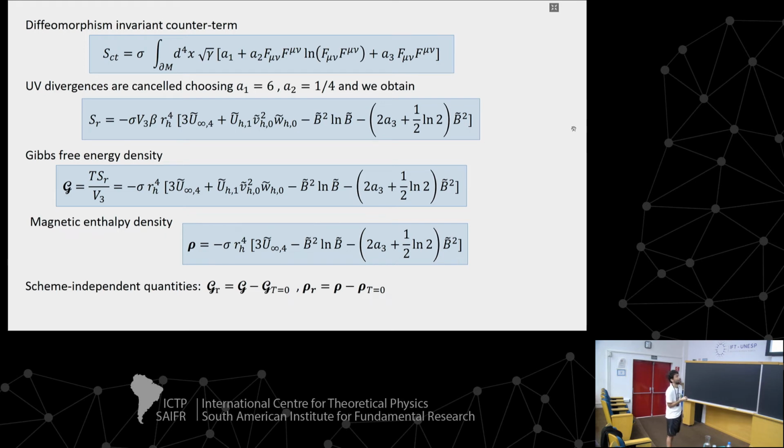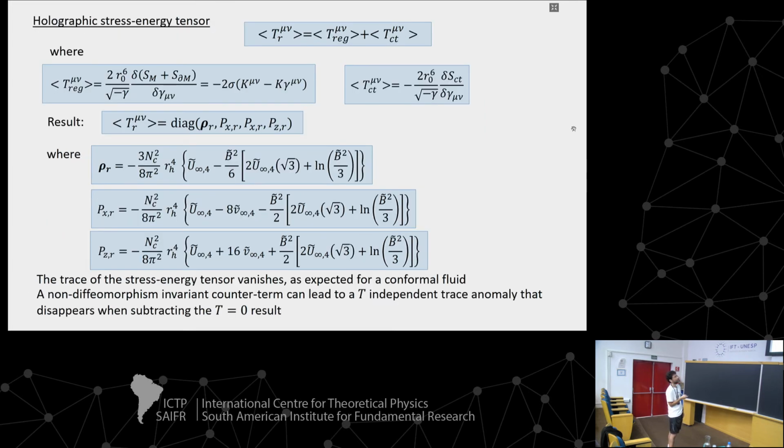In order to get rid of this ambiguity, we arrive at a prescription of always subtracting any thermodynamic quantity with the zero temperature quantity. For example, the Gibbs free energy is given for any temperature by this expression, but if I subtract the zero temperature result, I can get rid of this ambiguity, because this term will be the same at zero temperature.